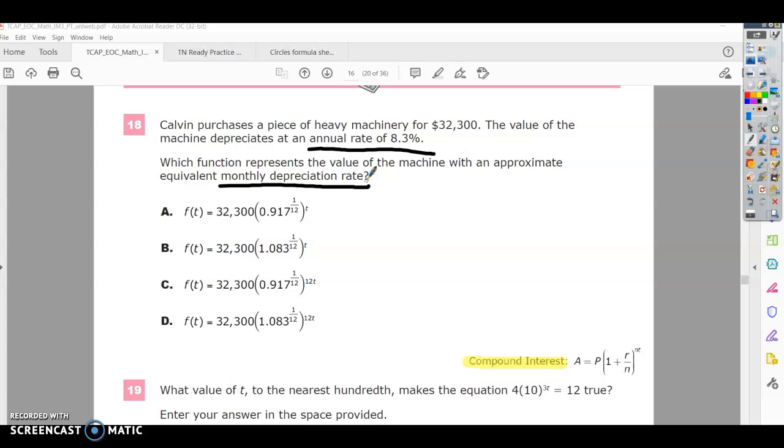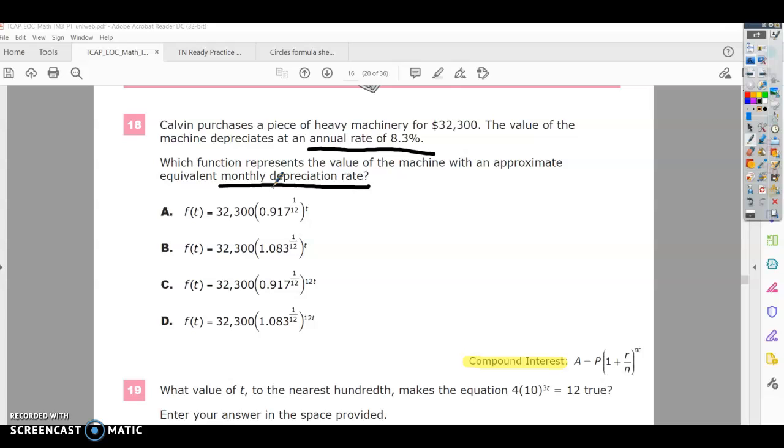Okay, so the thing that I noticed here first is that we're going from an annual rate to a monthly rate. Remember, when we're talking about compound interest, if something is going up in value, it's going to be greater than 1, or if it's a depreciation, something that's going down in value, it's going to be less than 1. So it's going to be between 0 and 1.